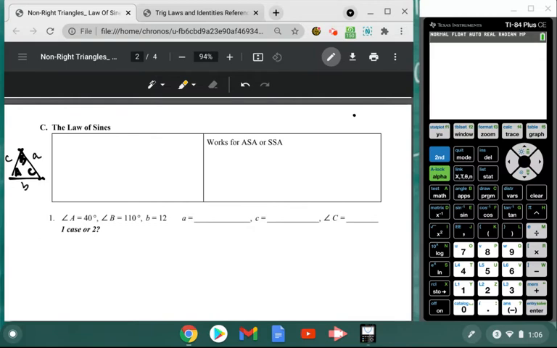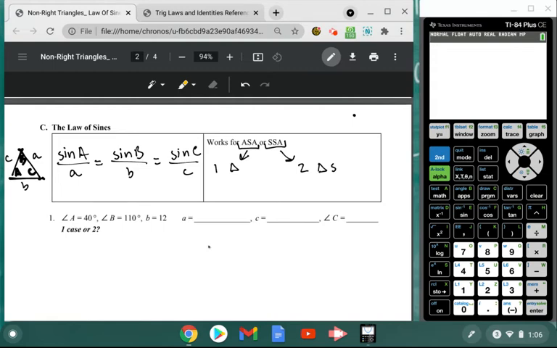The law of sines reads this way. So it says the sine of angle A over side A, that ratio is the same as the ratio of the sine of angle B over side B, which is the same as the ratio of the sine of angle C over side C. This works for our two cases of angle side angle and side angle side. So this gives you one possible triangle. This one we've got to work for a little bit more. This gives us two possible triangles.